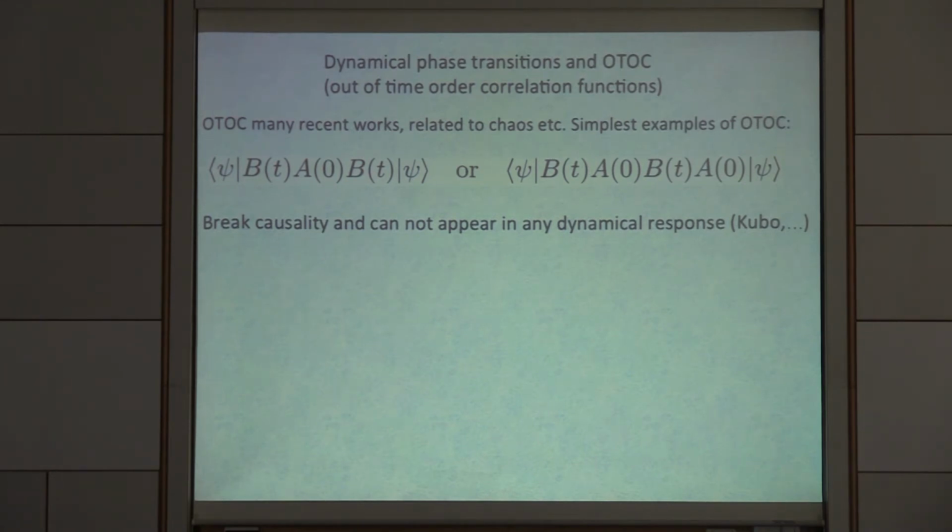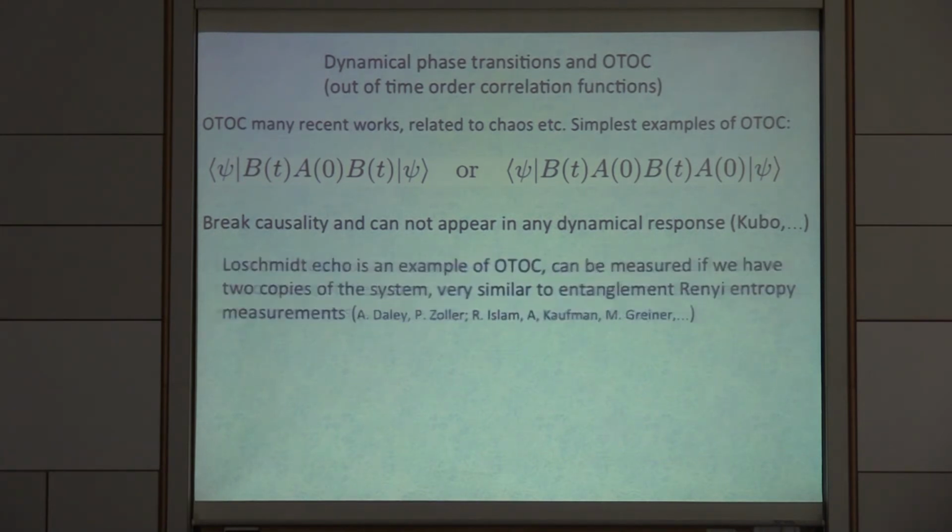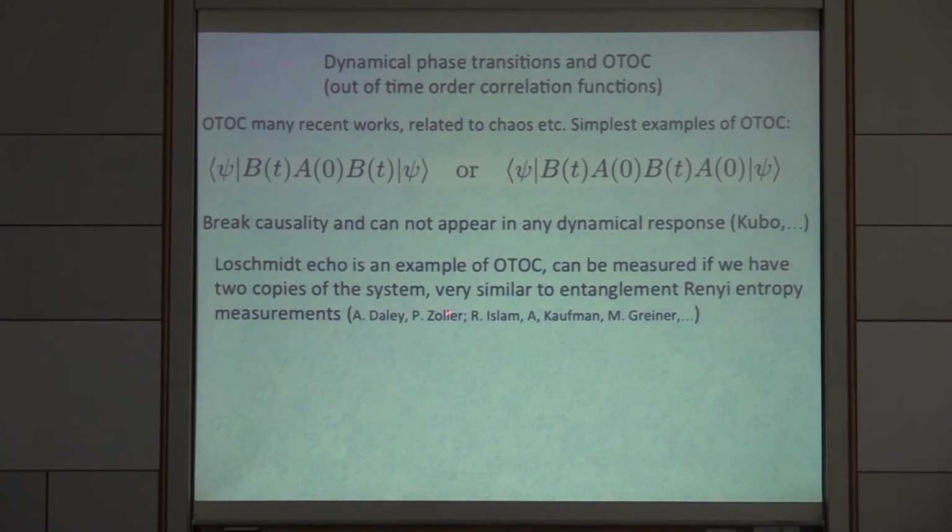So one can show that if you know the Schwinger-Keldysh formalism, this type of function cannot be represented in a causal way. Any physical response is causal, right? So these correlation functions cannot appear in any physical response, like in any susceptibility. But it doesn't mean you cannot measure them. Let me say that the Loschmidt echo, which also never appears in any physical response, is actually an example of this function. Moreover, the Loschmidt echo can be measured if we have 2 copies of the system.